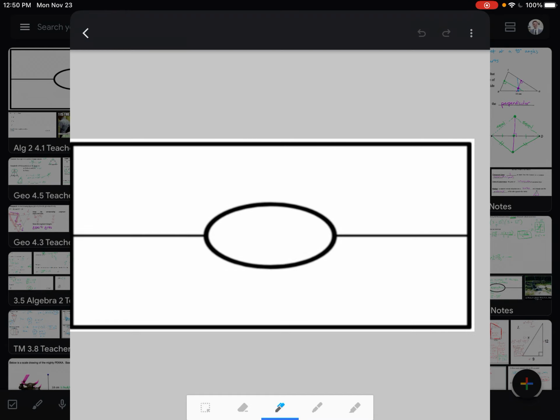So imaginary numbers, again, that's what we are working with today. And this is just basically saying when we have the square root of a negative real number.